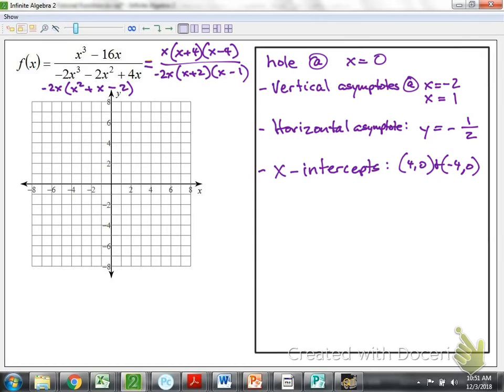Does it have a y-intercept? How do you find y-intercepts? Plug in 0 for x. Can we plug in 0 for x? Why not? Because there's a hole at x equals 0. So that hole at x equals 0 tells us that this function has no y-intercept.